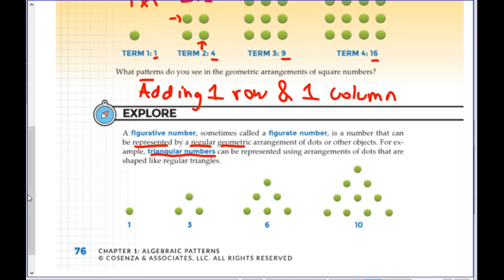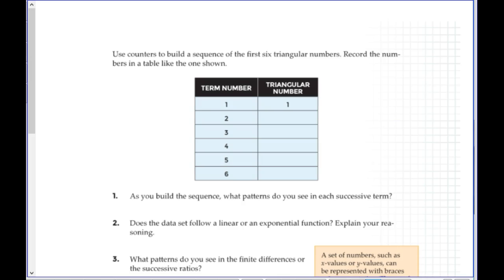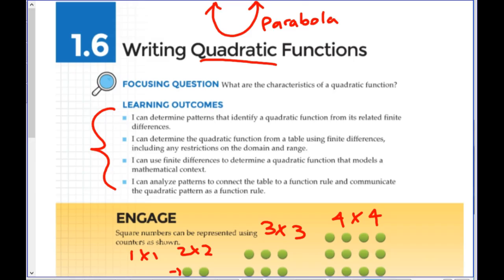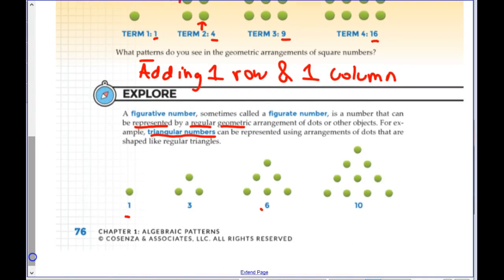So down here, we have 1 counter. Then we got 3 counters to make a triangle. Then we have 6 counters to make a triangle. And then we got 10 counters to make a triangle. So do you see how the numbers are going? 1, 3, 6, and 10. We're going to put those on the next page on the table. Okay? So if you flip it over, it's asking us, hey, fill in this table of triangular numbers. Okay? So once again, the numbers were 1, 3, 6, and 10.